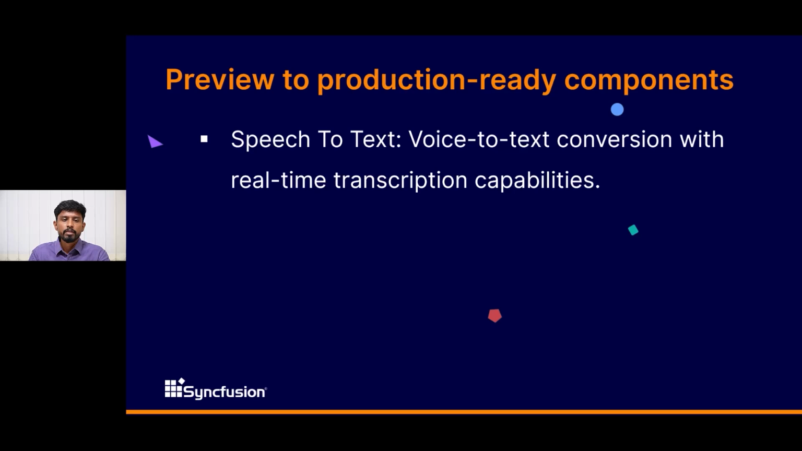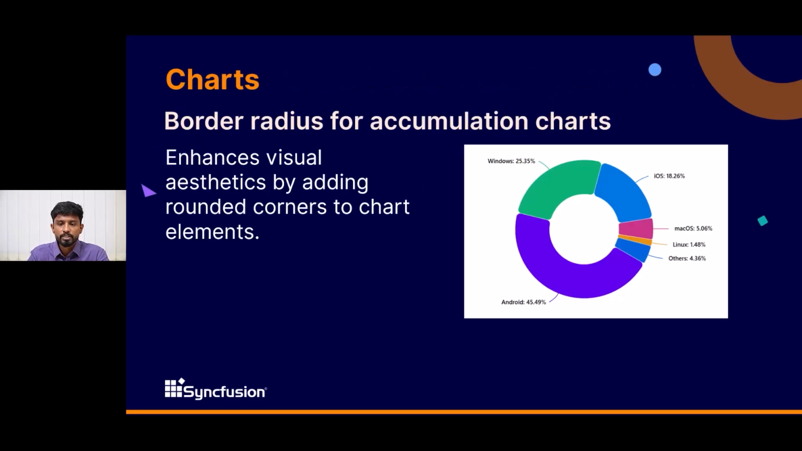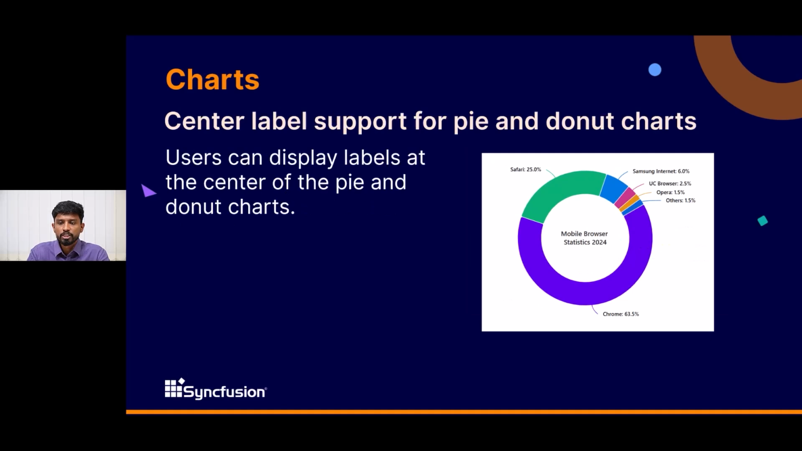Now coming to the existing components and their enhancements. With respect to charts, we have the border radius for accumulation charts. The border radius feature for accumulation charts, including pie and donut, enhances visual aesthetics by adding rounded corners to chart elements. Next, we have the center label support for pie and donut charts, where users can display labels at the center of the pie or donut charts, as you can see in the image, providing better data context and improving the presentation of information.